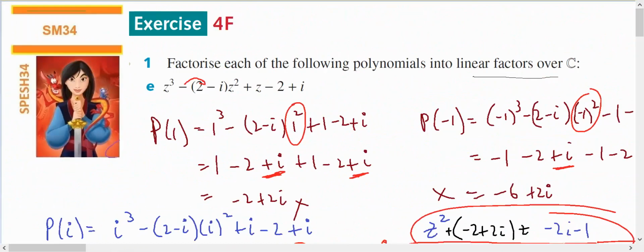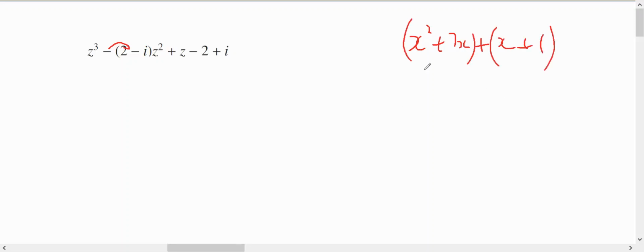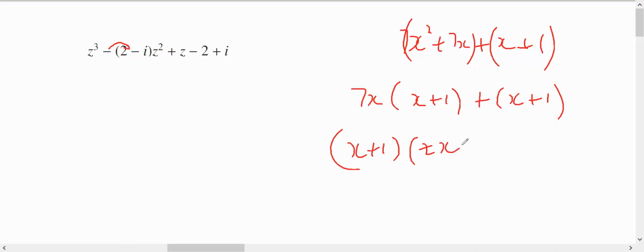Sometimes, however, there's a nice little shortcut that they provide for you. Notice how sometimes when you have, for example, x squared plus 7x plus x plus 1, you can group them 2 and 2 and go, I'm going to take out a 7x, so it's 7x, and that gives me x plus 1 plus x plus 1. Therefore, I've got an x plus 1 that can come out, x plus 1, 7x plus 1.